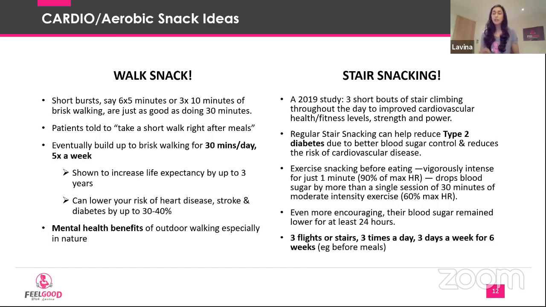And if you hit that 5 times 30 minutes, so that 150 minutes over the week that we want to hit as the goal, it, like I said, can increase your life expectancy by up to 3 years. We could live longer by 3 years. And it can lower your risk of heart disease, stroke, and diabetes by up to 30 to 40%.